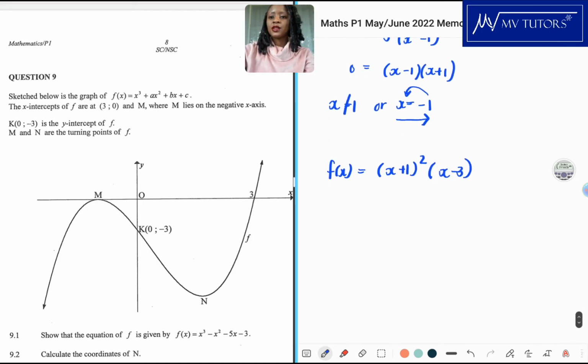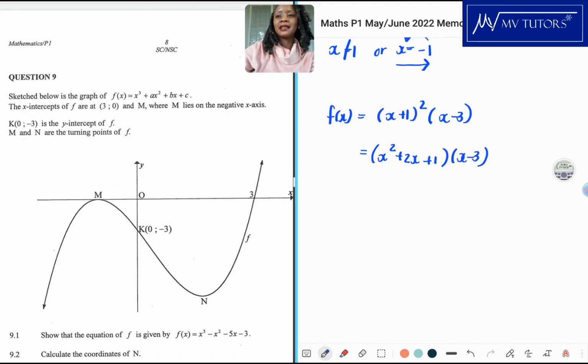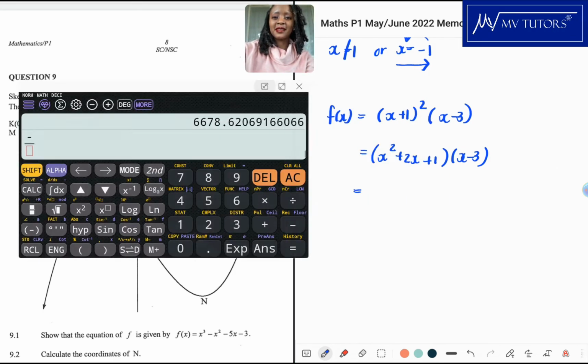Okay, so if I were to multiply that out, well, how would that look? I have x squared plus 2x plus x, and all of that is multiplied by x minus 3. Okay, I'm just gonna pause because my son is here.